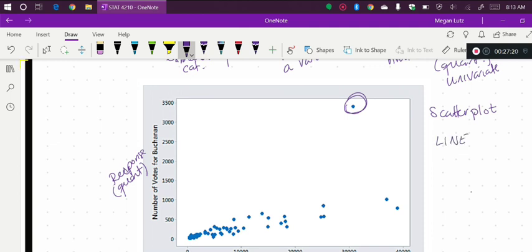So to describe this, we would say there is a linear association. It is in the positive direction, because I could draw a line. It has a positive slope. As the number of votes for Perot increases, the number of votes for Pat Buchanan also tends to increase. There is one abnormality, one unusual observation.